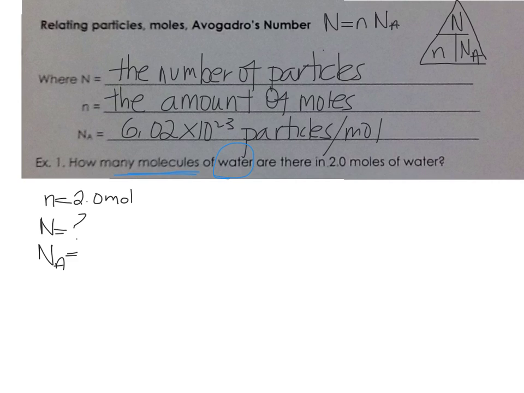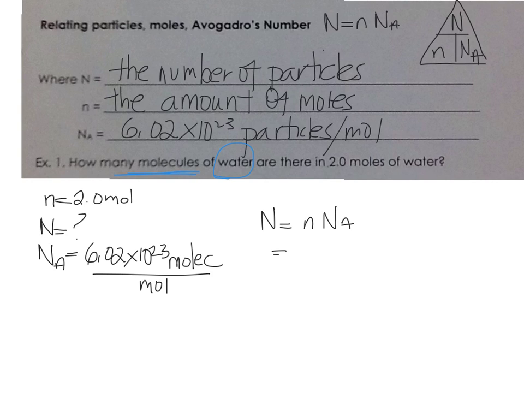Okay, we know this number. Now, the units for Avogadro's number are going to be molecules over mole. So big N, small n times Na, 2.0 mole times Avogadro's number. Put in your units. Do not leave them out.